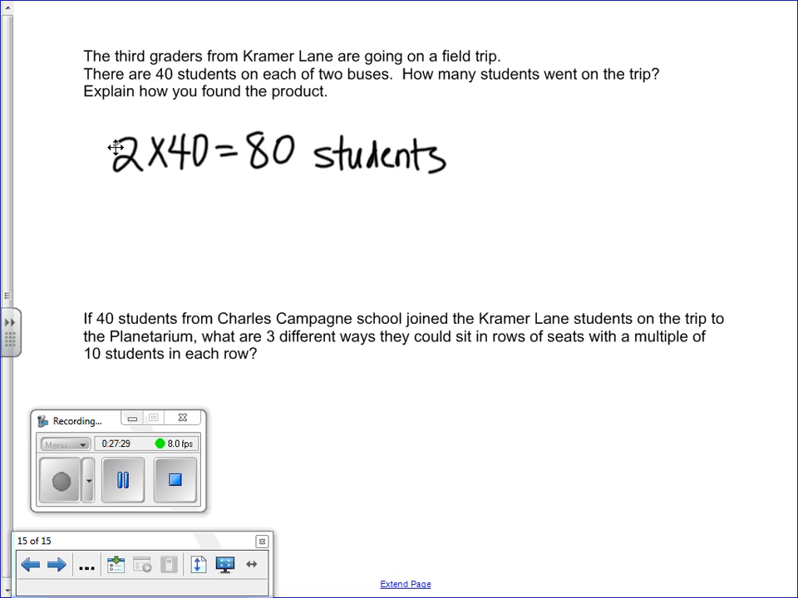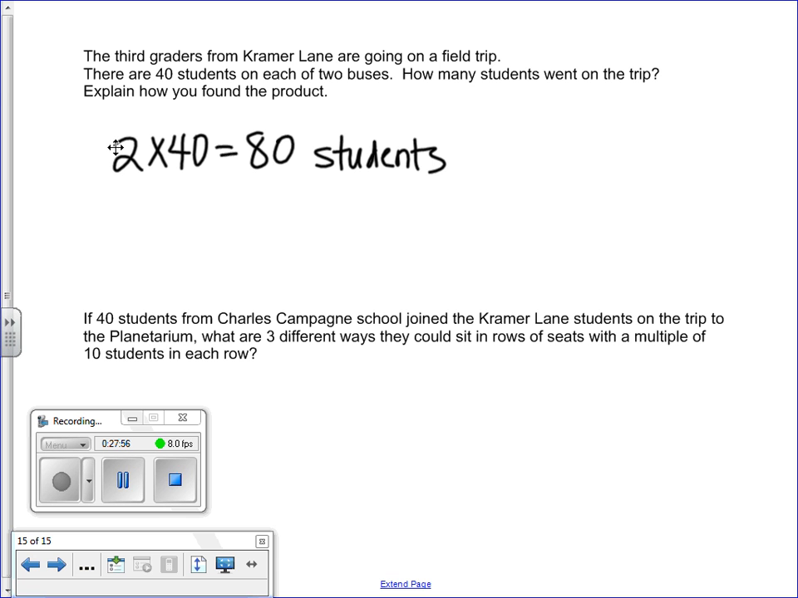Okay, so all you would have to do for the explain part is say, I multiplied 2 times 40. I added 40 plus 40. I made an array to show 2 times 40. But you made an array with tens. You drew the sticks, right? Or you could say, I multiplied 2 times 20 plus 2 times 20. You're just saying in words what you did.